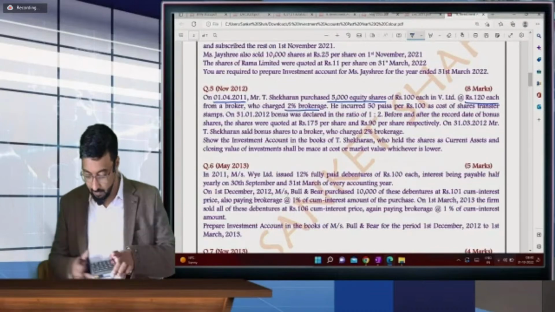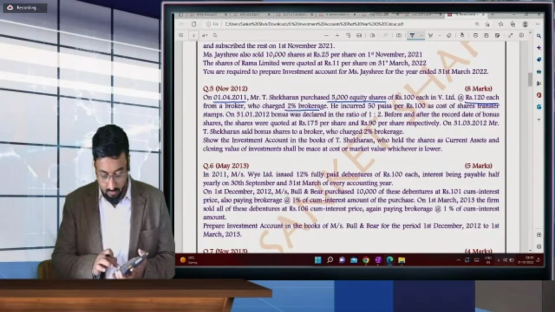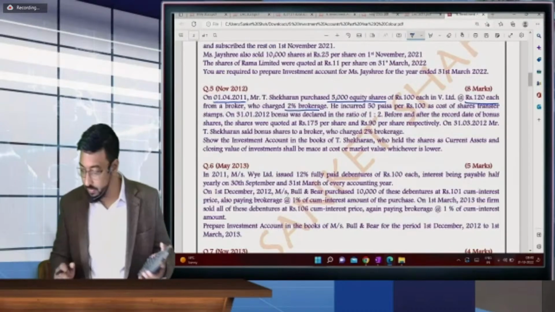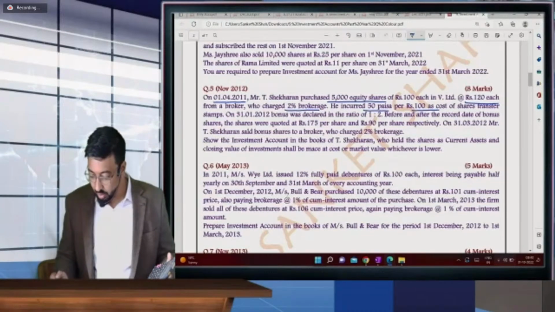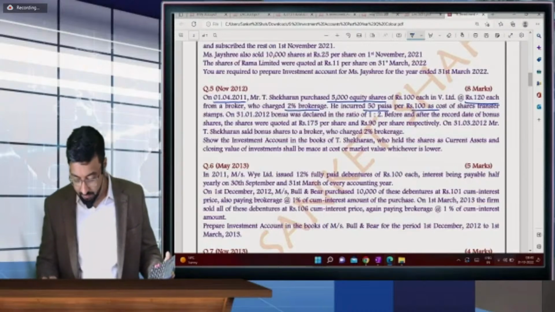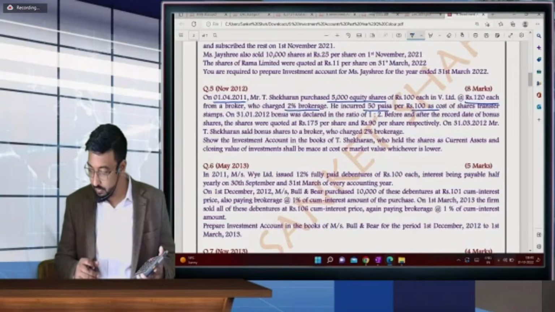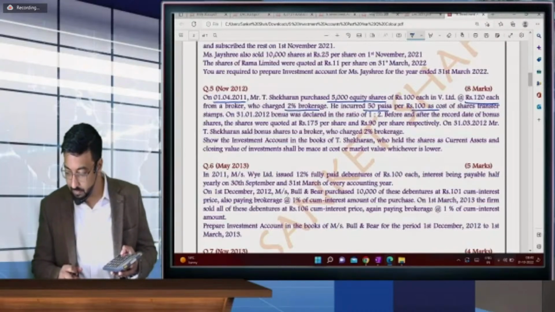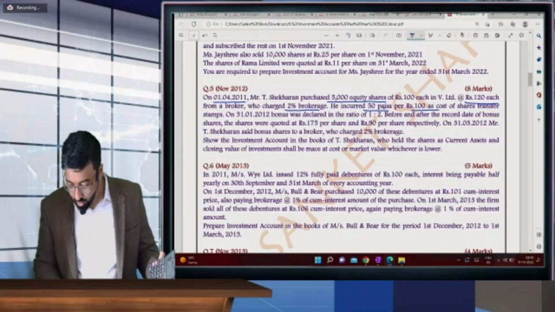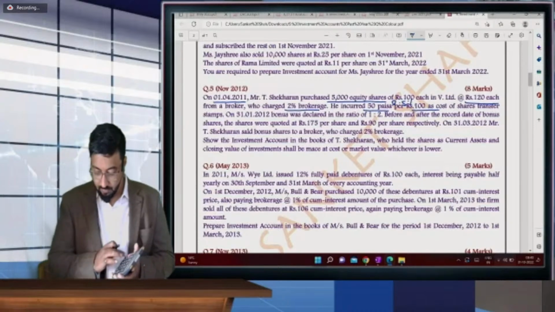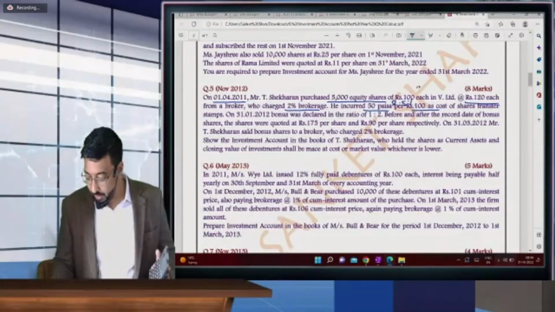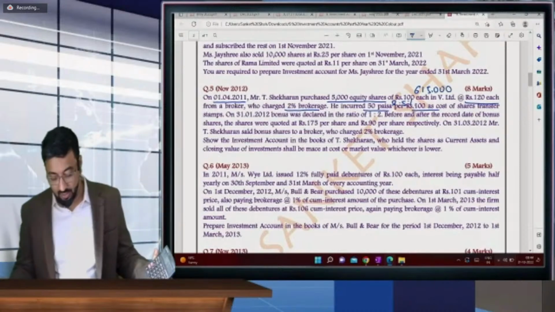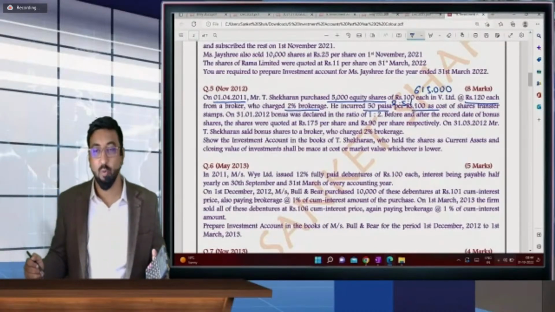5,000 into 120 plus 2%, 6,12,000 प्लस 50 पैसा 100 रुपीज के लिए. ओके, ऑफ शेयर ट्रांसफर स्टैम्प. नहीं तो टोटल कितना हुआ? 2.5% ब्रोकरेज टोटल. तो 5,000 into 120 plus 2.5%, 6,15,000. 2% brokerage and 0.5%, so 2.5.